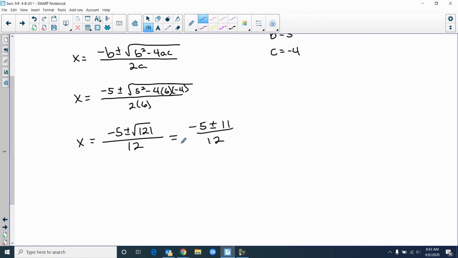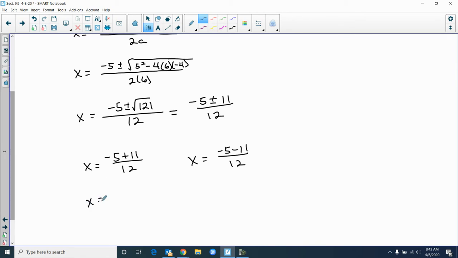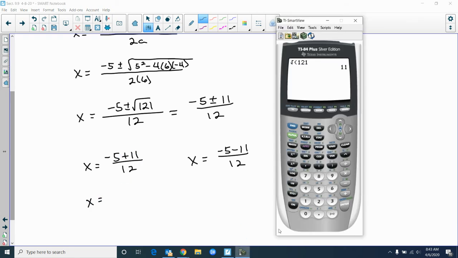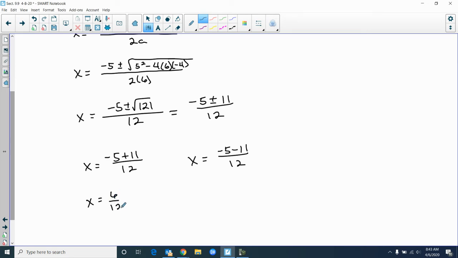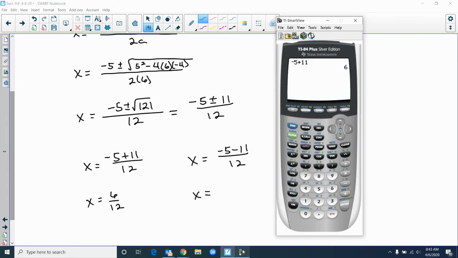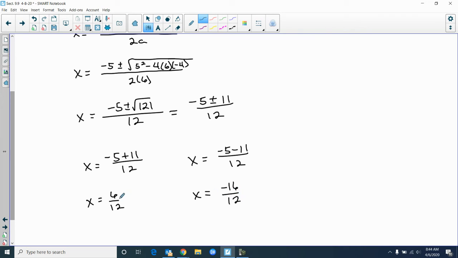All right, now at this point, you have to break it up into the two cases. The first case is negative 5 plus 11 divided by 12. The second case is negative 5 minus 11 divided by 12. And I need to simplify. Negative 5 plus 11. Okay, negative 5 plus 11 is positive 6. Negative 5 minus 11 is negative 16.